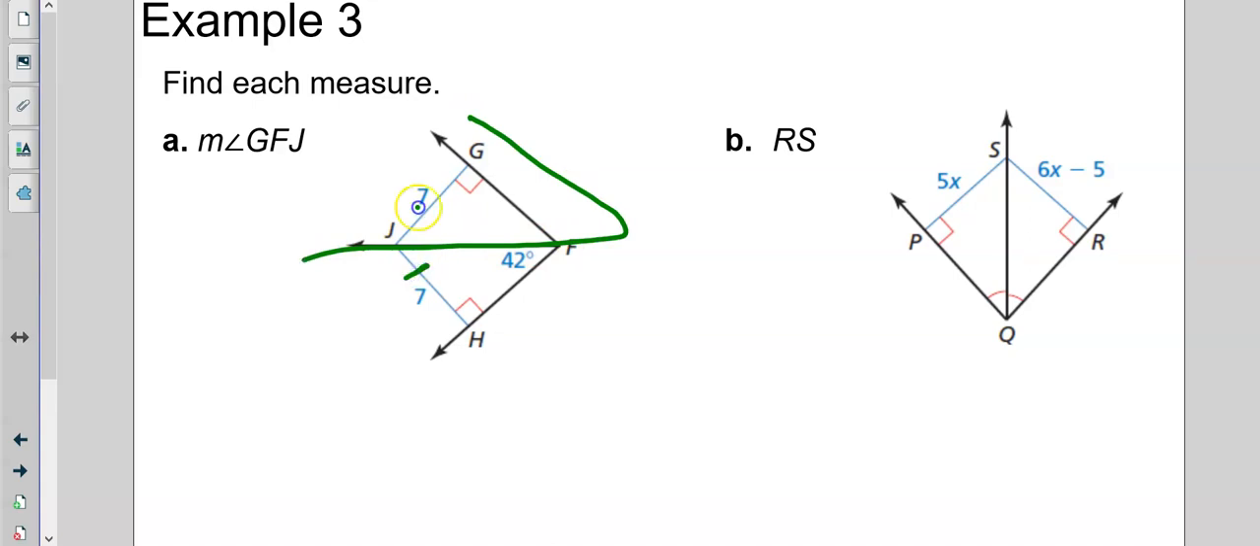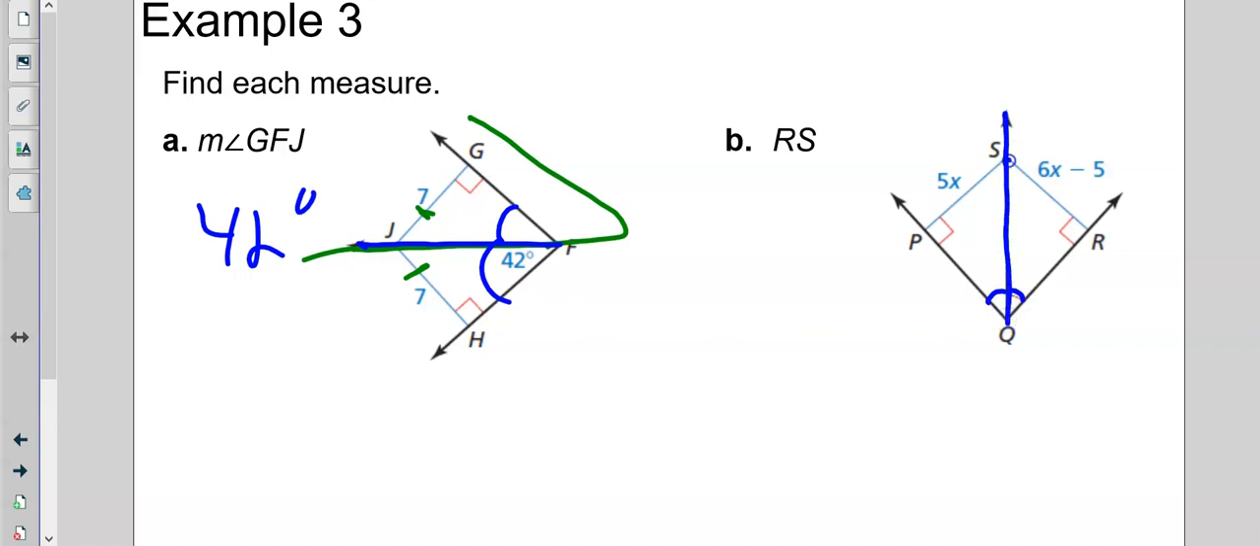Since we know this is 7 and this is 7, we know this line right here is an angle bisector, which means this and this are equal. So therefore, 42 degrees. Now the original one, since we see that this and this are equal, that means this is an angle bisector.